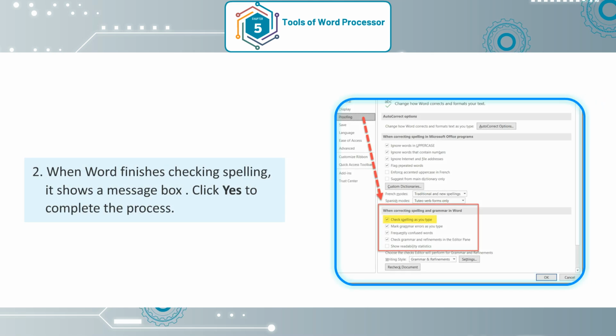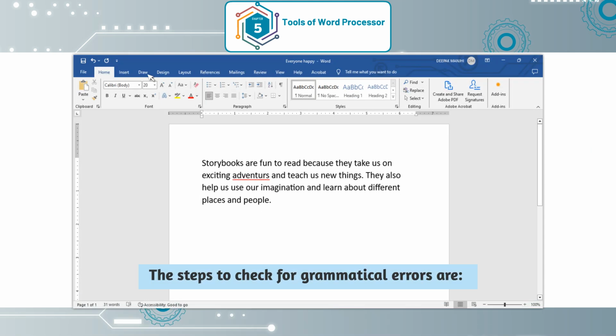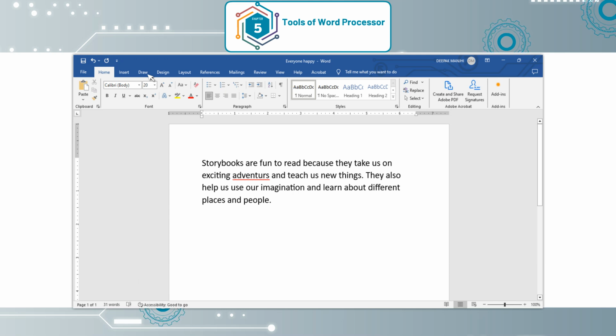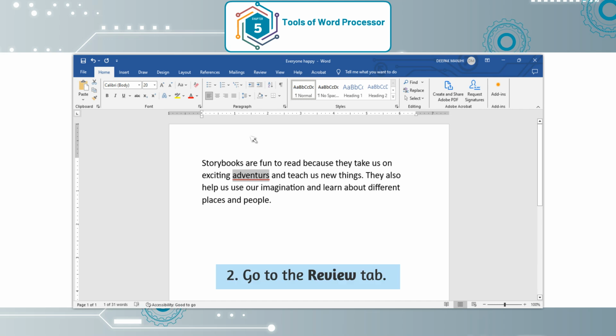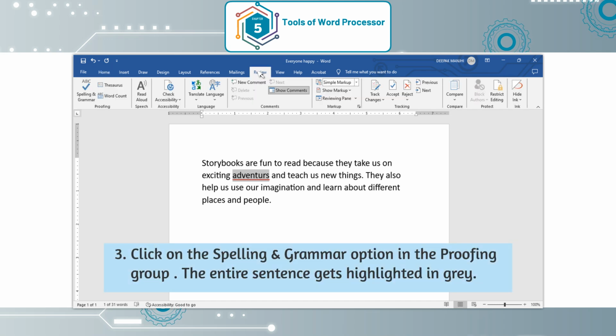5. When Word finishes checking spelling, it shows a message box. Click Yes to complete the process. The steps to check for grammatical errors are: 1. Select the grammatical error or place the cursor on it. 2. Go to the Review tab. 3. Click on the Spelling and Grammar option in the Proofing group.